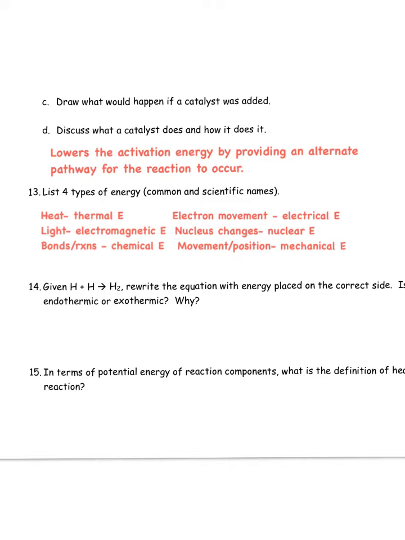For this next question, just making sure that you understand some of those forms of energy and what they might be called in chemistry. For heat, we typically call that thermal energy. Electron movement would be electrical energy. Any different types of light, even the types that we can't see like UV and X-rays, those are electromagnetic energies. Changes in the nucleus of the atom would be considered nuclear energy. Anything dealing with bonds and reactions, typically we're going to call chemical energy. And things that deal with the movement or positions of matter, we call mechanical energy.